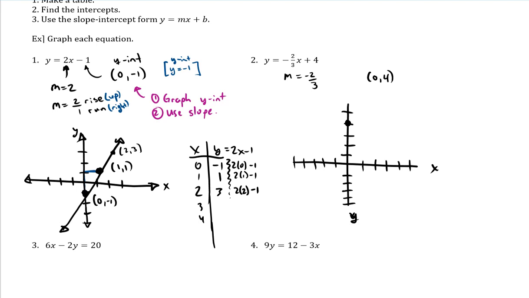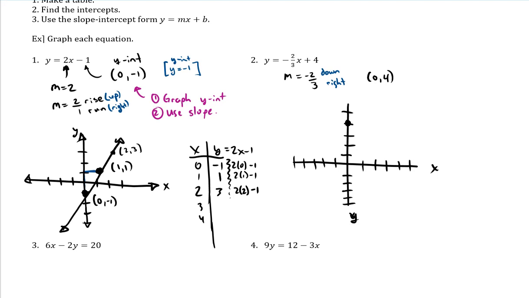So the rise is up, the run is right. With negative, the rise is going to be down. The 3, though, the run is still going to be right, because that will make it go down from left to right. And again, just verify with your picture at the end. So let's go down 2 from this point.